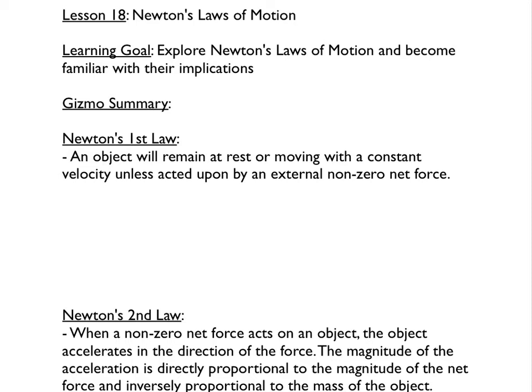Newton's first law looks at inertia, which is a resistance to change. So an object will remain at rest or moving with a constant velocity unless acted upon by an external non-zero net force. So what does that mean? If our net force is equal to 0, then there would be no change in velocity.